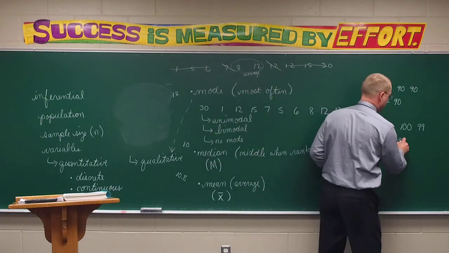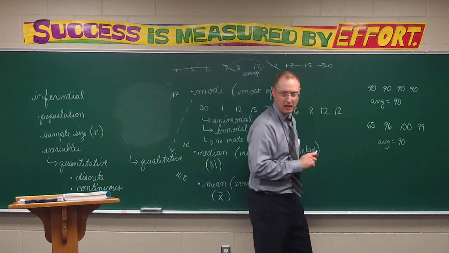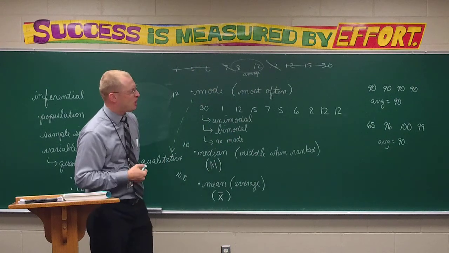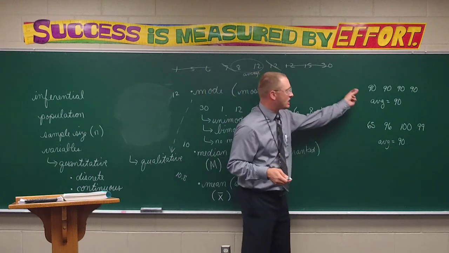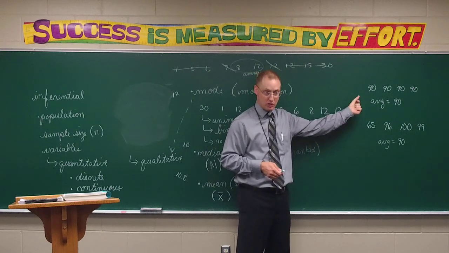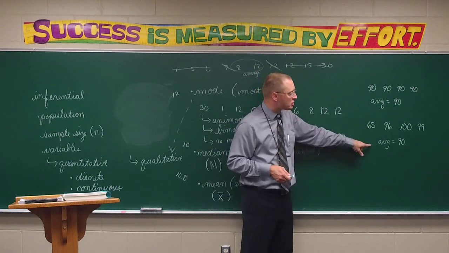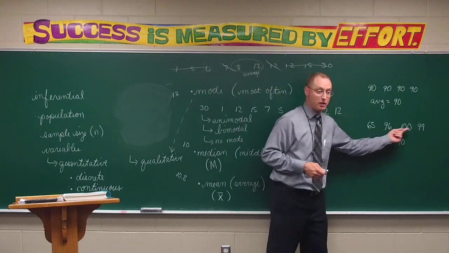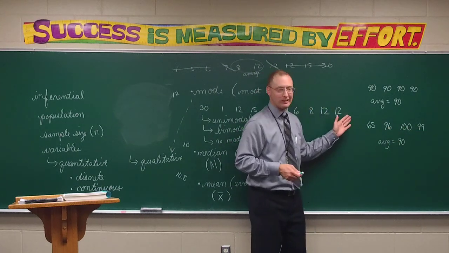These two students have the exact same grade. Now here's the difference. With one of these, the grades are consistently 90. This student consistently knows 90% of the information that's asked of them. This student is probably better than that. Most of their grades are better than 90, but they did have that one lousy grade.